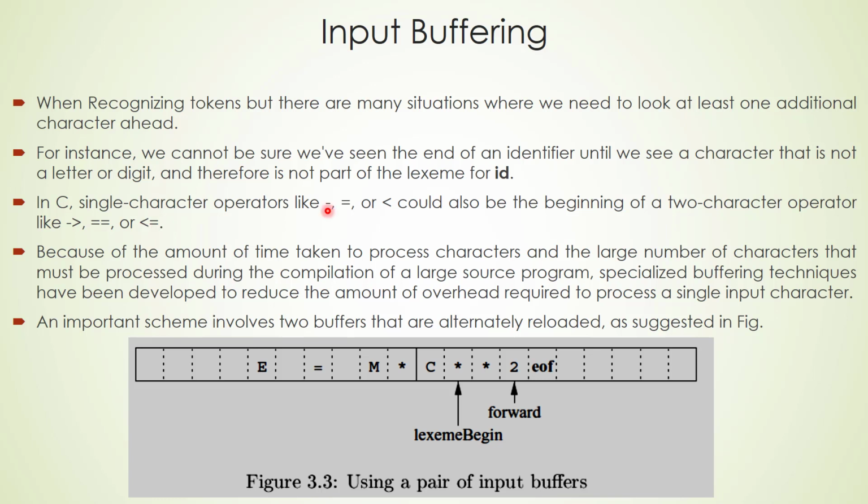When I see a minus character, we can't say it is a subtraction operator. So we have to look one more character ahead to see whether it is a pointer. So when you see equal to, we have to look one more character ahead, whether it is equal to. So when you see less than, we have to look one more character, for less than or equal to.